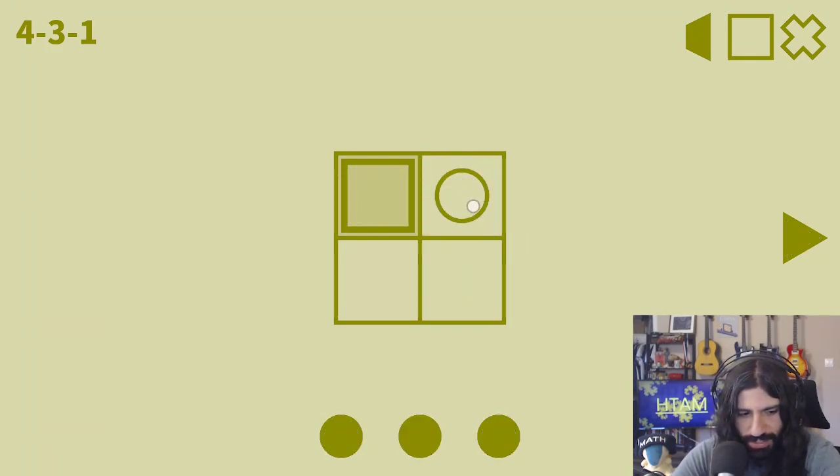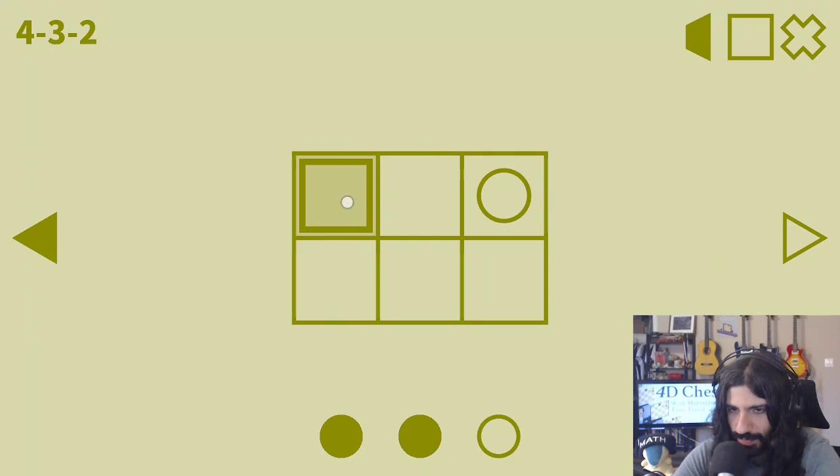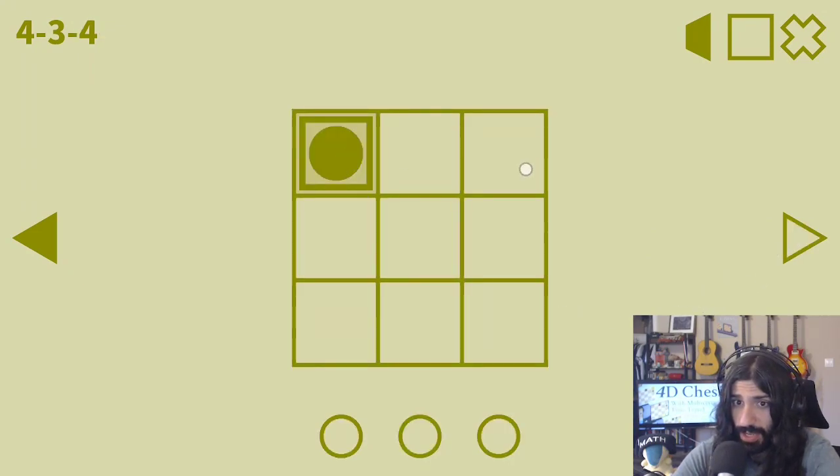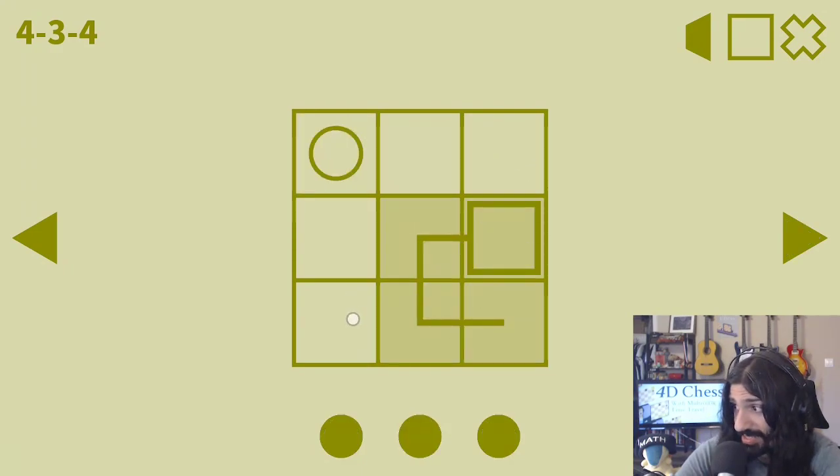So this world's all about negative space. This is like an L. The circle's in an L. We gotta... Okay, circle's still in an L. Circle's still in an L. Oops. Gotta put the circle in an L. Wait, can we do L's of any size? Hello.